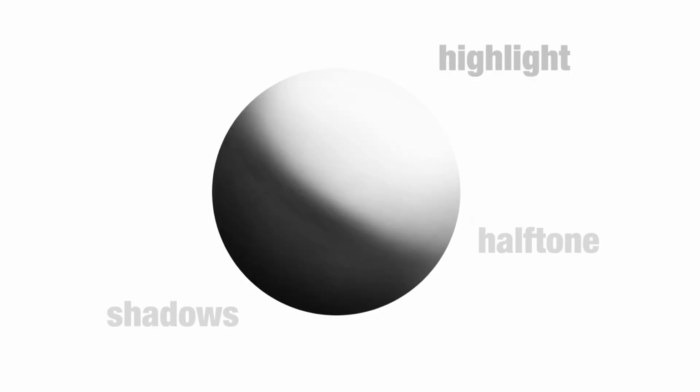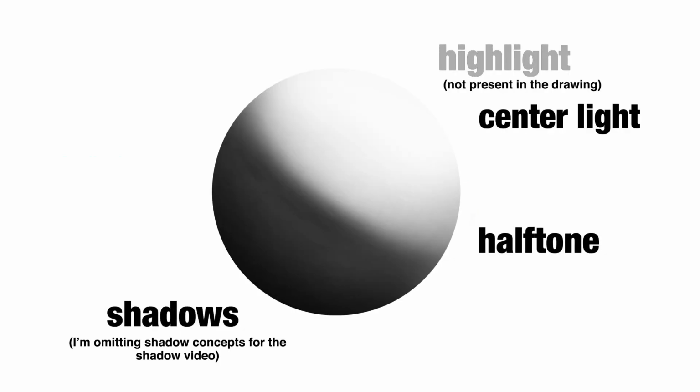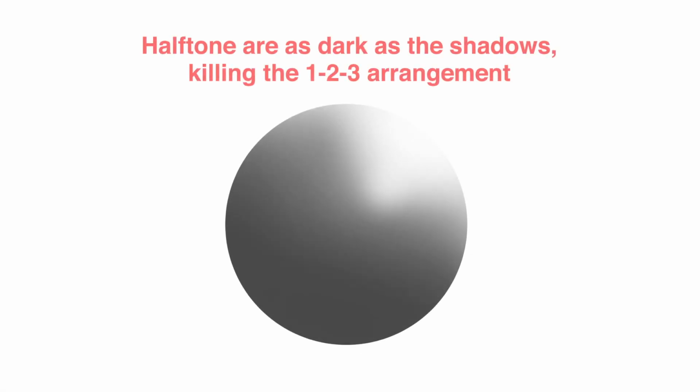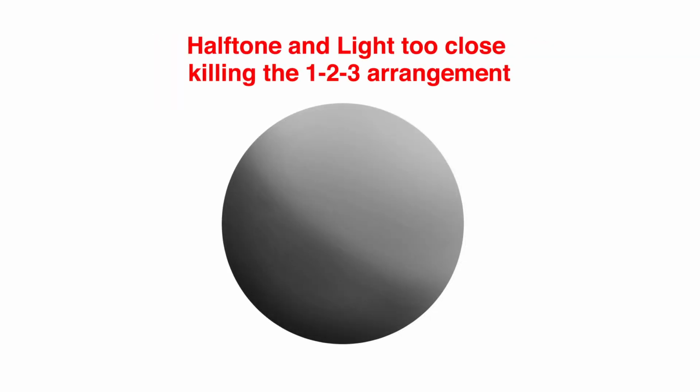Something to note is that the halftones are part of the light family. When you are going to paint your halftones, make sure not to make them as hard as your shadows. This will lead to light and muddy shadows, and the same thing applies the other way around. It can also happen that if you have your light and halftones too close together, this will create dirty lights.